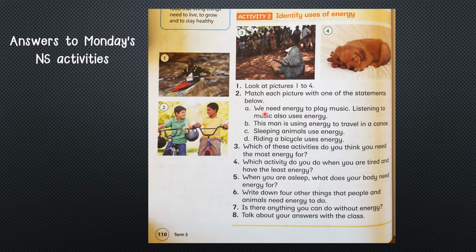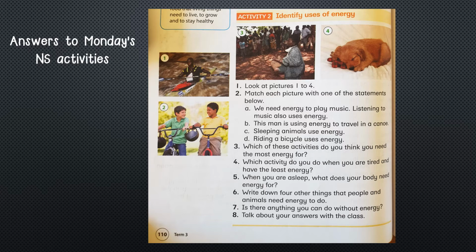So A says, we need energy to play music. Listening to music also uses energy. Which picture do you think matches to the statement? Your answer is picture 3. So on the screen, look on the screen, this is picture 3. And picture 3 is showing a child playing a drum. So therefore, we need energy to play music will be picture 3.